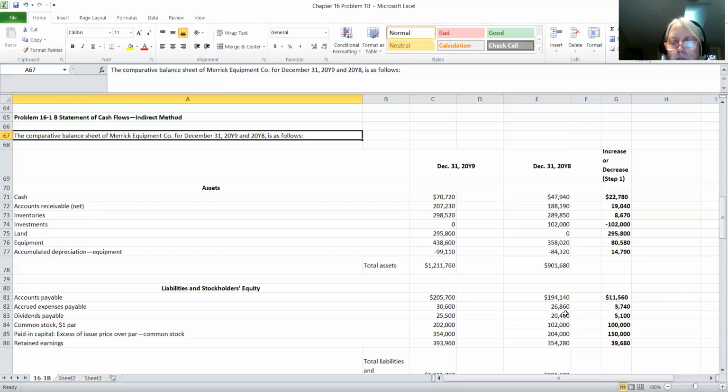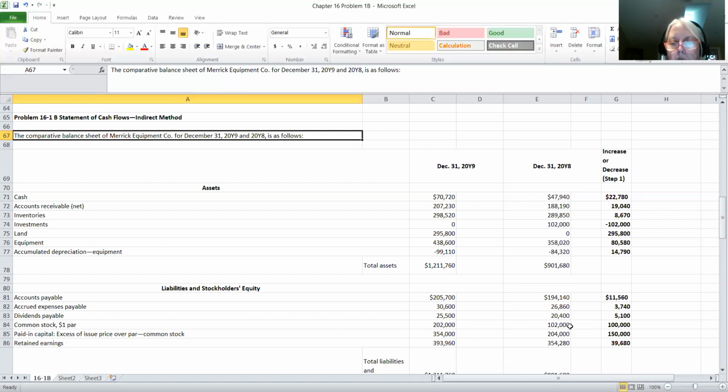All of those are kind of lumped together in a group here on this balance sheet. But the ending balance at 2008 was 26,860. It actually increased to 30,600. So we had an increase in our accrued expenses that are liabilities to us. Our dividends payable is also a liability to us. Our dividends payable increased from 2008 to 2009 by the amount of $5,100.